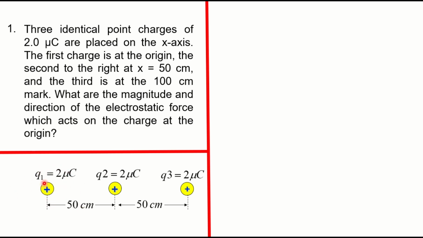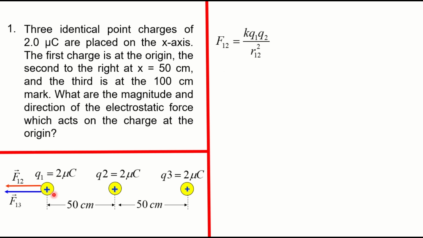We know Q1 is influenced by Q2. Since Q1 and Q2 are positively charged, they would repel each other, so F12 would move towards the left. Followed by Q1 and Q3, which are positive charges, they would repel each other as well, and F13 will move towards the right as well.